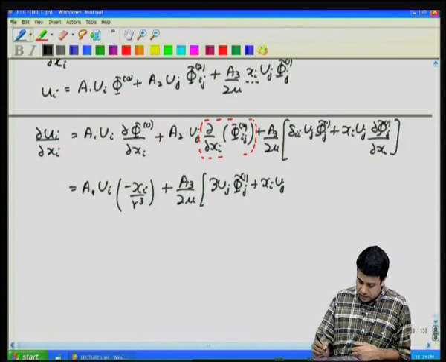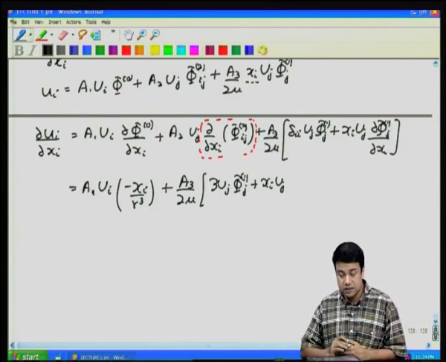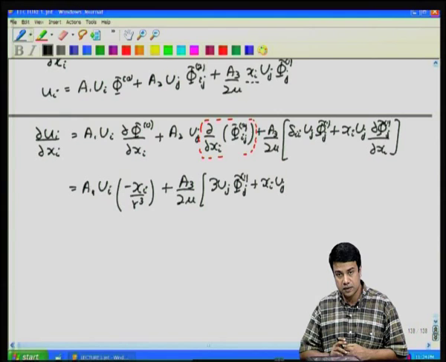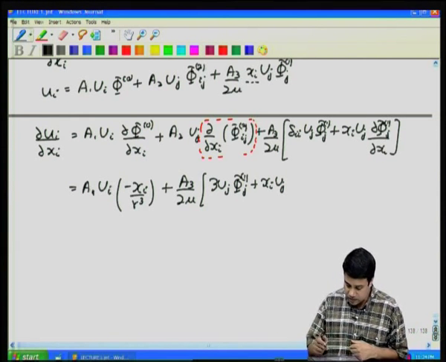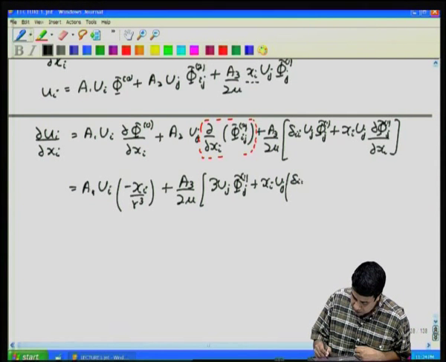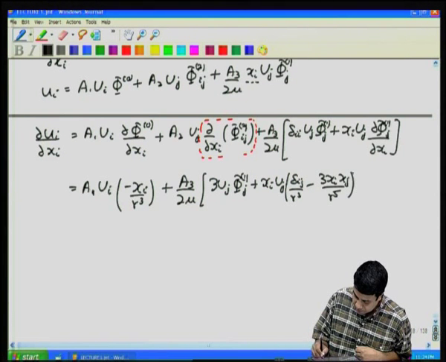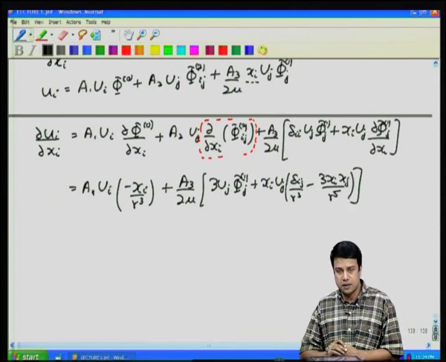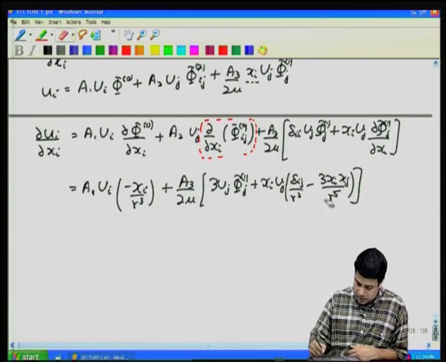let us just work out partial phi 1 j by partial x i, which is just phi 2 ij. Phi 1 j is x j by r cubed. So, I will get delta ij by r cubed minus 3 x i x j by r power 5.